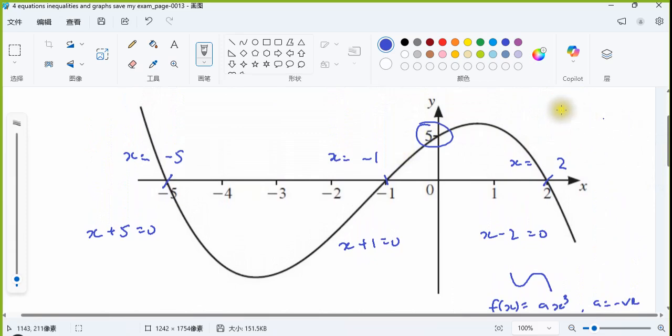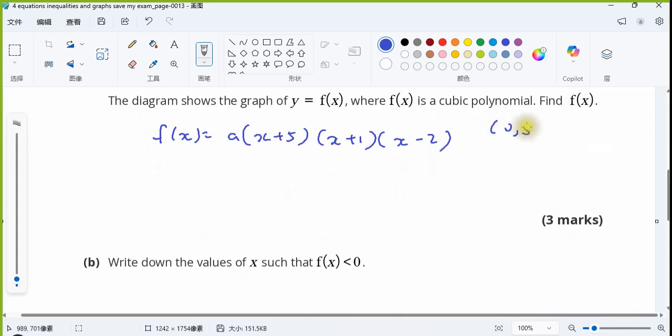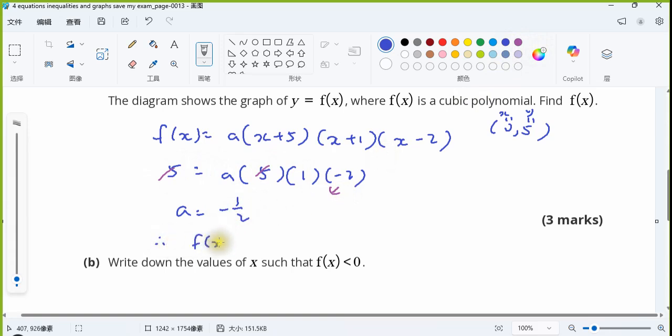So we have a 5 here, (0, 5), that means when x equals 0, y equals 5. So 5 equals a times 5 times 1 times negative 2. So a will be negative 1 over 2. So f(x) is negative half times x plus 5, x plus 1, and x minus 2.